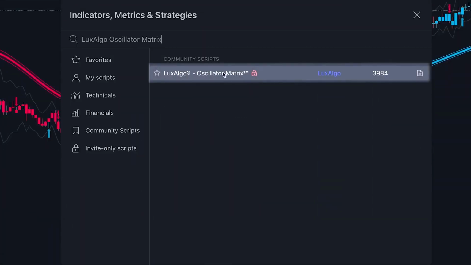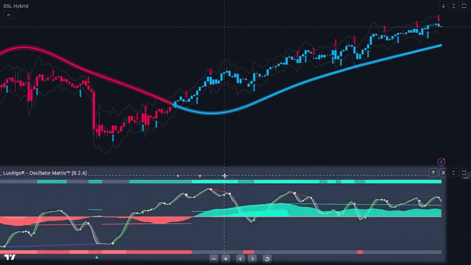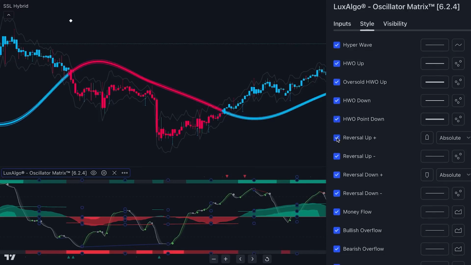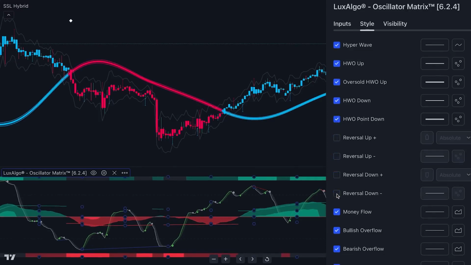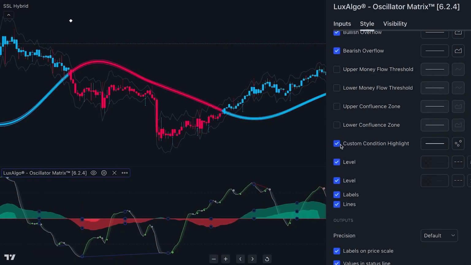For this next method, we will need the xauusd oscillator matrix indicator. Go ahead and add it to the chart. This indicator has two features we will be combining with the SSL hybrid indicator for this amazing strategy. This is a very advanced and technical indicator, however for today we will keep it simple and only focus on two basic methods of reading the indicator, so we went ahead and disabled all other features.